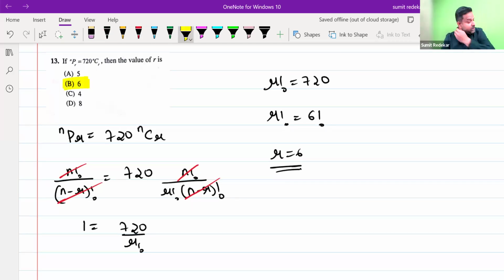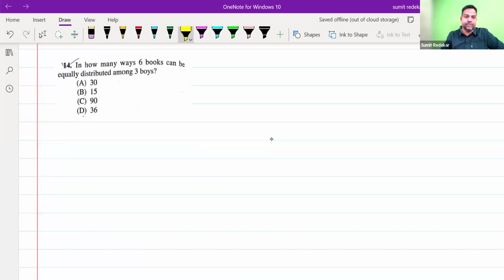So the answer to 13 is going to be B, which is 6. Swiftly moving on to question number 14. In how many ways can 6 books be equally distributed amongst 3 boys? 6 books, 3 boys. If 6 books are distributed amongst 3 boys, every boy gets 2 books. That is what will add up to 6.